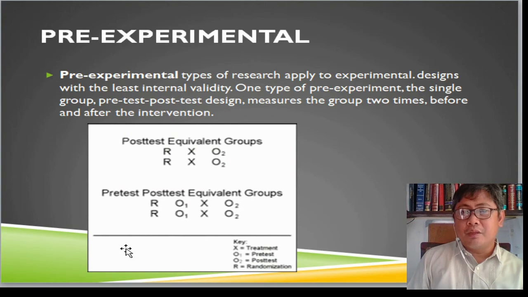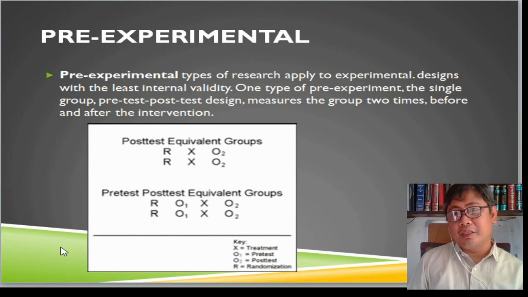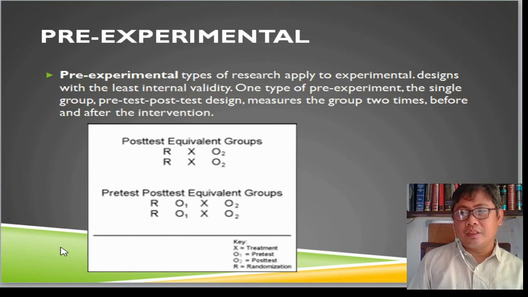So we have the first type of experimental research, the pre-experimental research. This type of research applies an experimental design with the least internal validity. One type of experiment is the single group pre-test post-test design, which measures the group two times, before and after the intervention. So this is one example. So you'll be giving the pre-test, and then you observe, and then the post-test, and then you observe again.